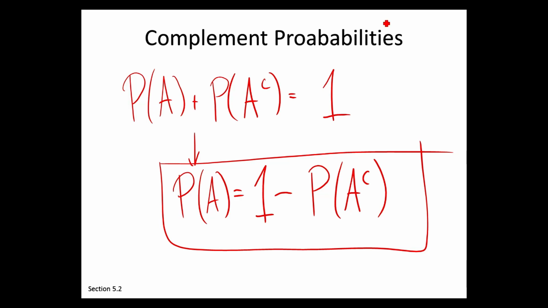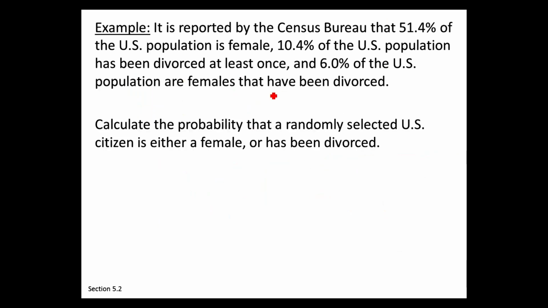All right. Let's look at an example of perhaps when we might have non-mutually exclusive events. So this is reported by the Census Bureau. 51.4% of the U.S. population is female. 10.4% of the U.S. population has been divorced at least once. And 6% of the U.S. population are females that have been divorced. Calculate the probability that if you randomly select a U.S. citizen, you get someone that is either female or has been divorced.